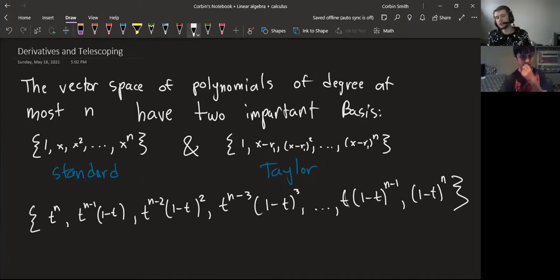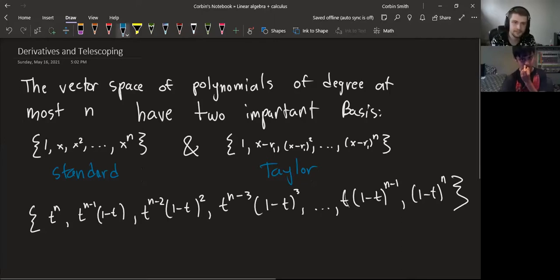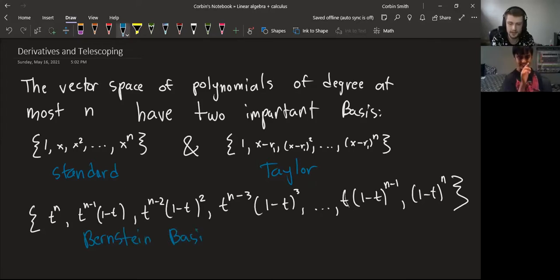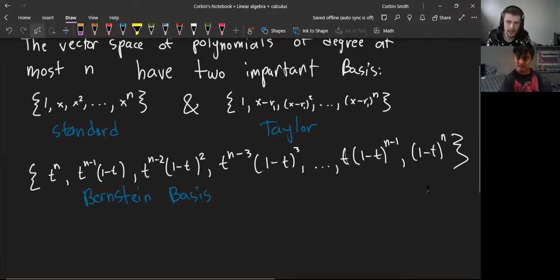Yes. So look, do you see this thing right here? Yes. This is called the Bernstein basis. And this is really important as well. We're going to see this later. And then there's one more basis that we should write.